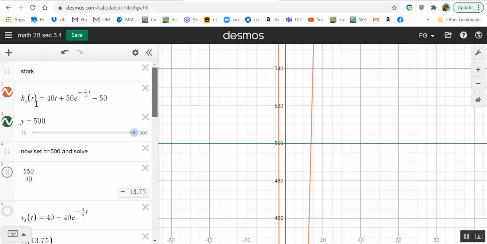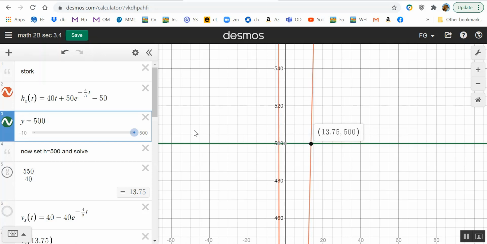Another way to do it would be to type in h, so give yourself a function name, and then write down the function y equals 500. That's going to be a horizontal line. That's the green line. H is the red line. So those meet at the intersection here. Desmos knows when you want an intersection, at 13.75 seconds, which is exactly what we got.